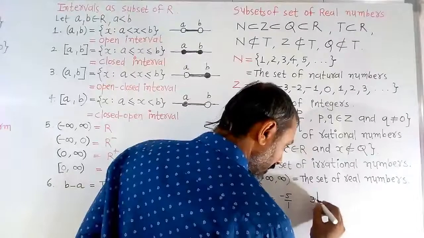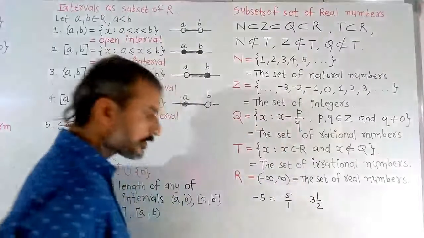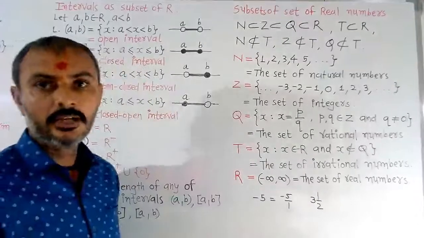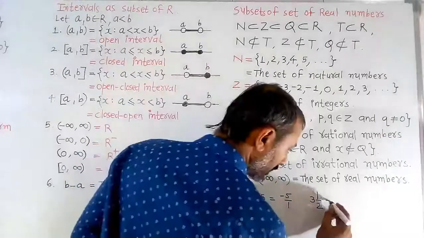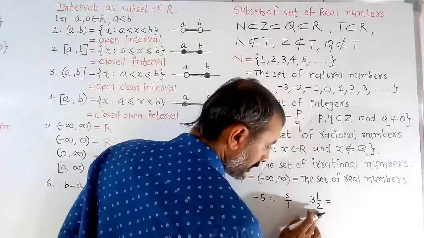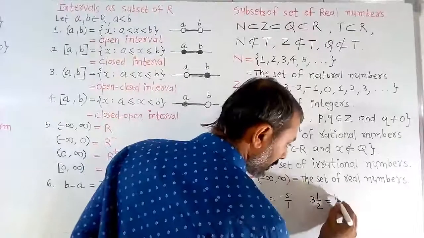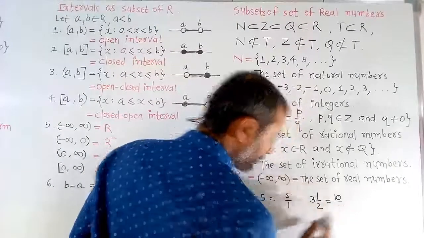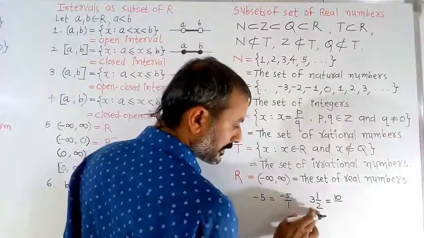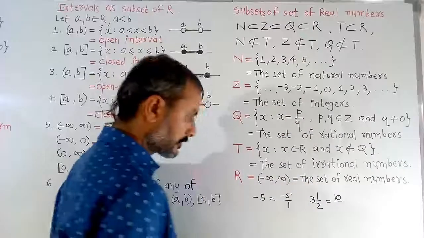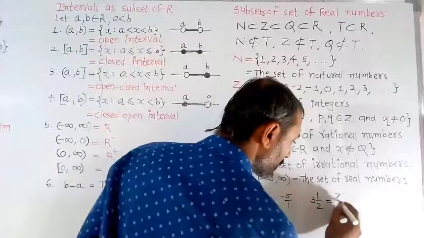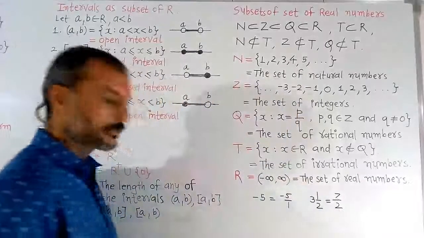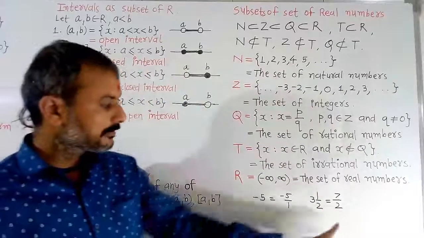An integer 3 and a quotient 1 by 2 together also give a rational number. How? 3 twos are 6, plus 1 is 7. So 7 by 2 is a rational number. 7 by 2, like this. Okay, so this is a rational number.